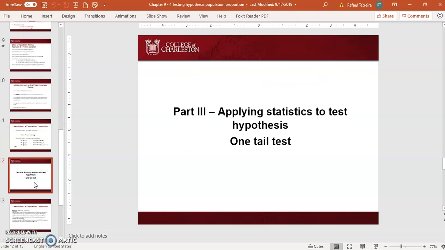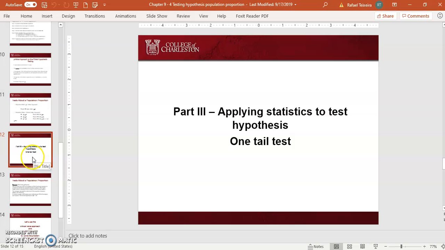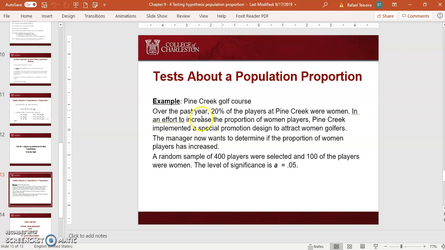I'm going to stop here and prepare another video to show you how to solve everything using Excel. I'm going to use this problem to show you how to solve it in Excel.